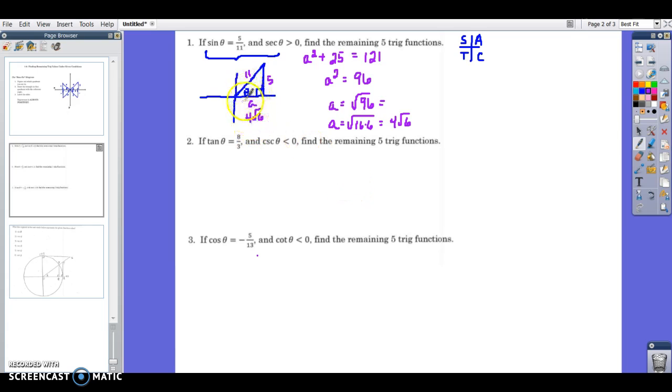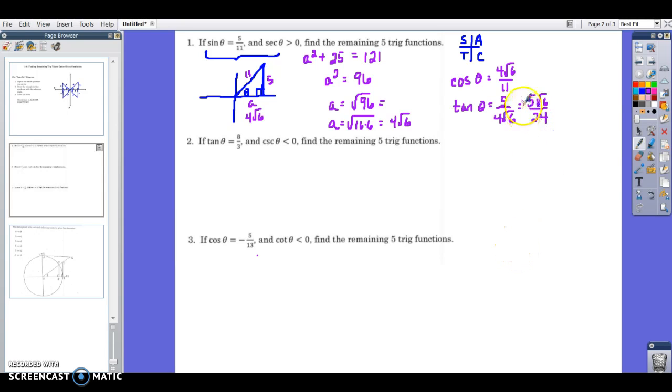So we are on the positive side of the x-axis, so everything here is going to be positive. So I can then figure out what my remaining 5 trig functions are. I have cosine. So cosine is going to be 4 root 6 over 11. Remember, we should always write our solutions in simplest radical form. Tangent is going to be opposite over adjacent, so that's going to be 5 over 4 root 6, right? So when we simplify that, we get 5 root 6 over 24.